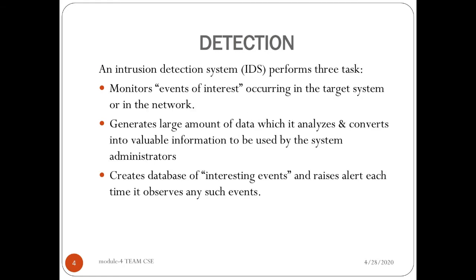Detection. An intrusion detection system performs three important tasks. The first one is to monitor the events of interest occurring in the target system or in the network. It generates a large amount of data, which it analyzes and converts into valuable information to be used by the system administrators. It creates databases of interesting events and raises alerts each time it observes any such events.